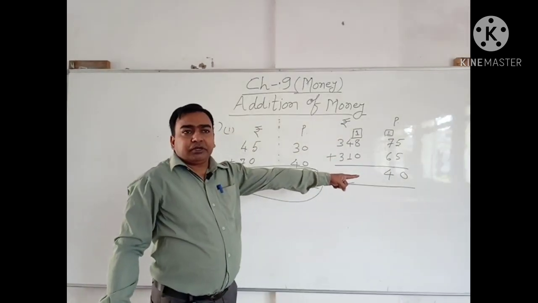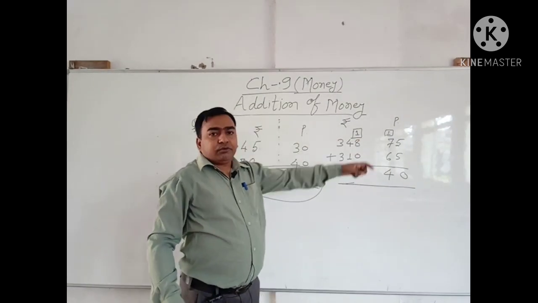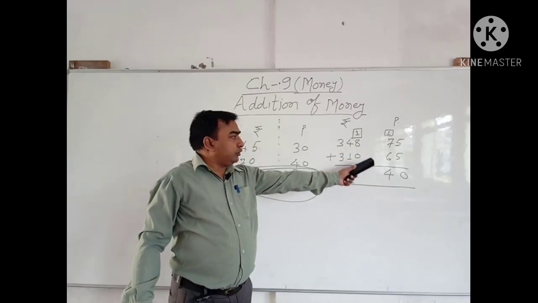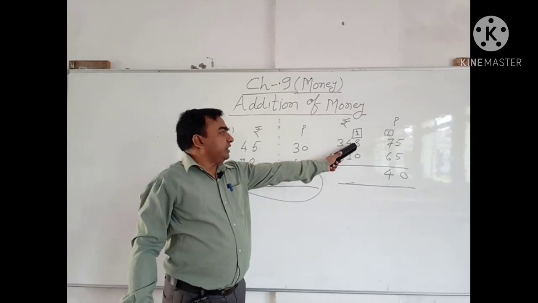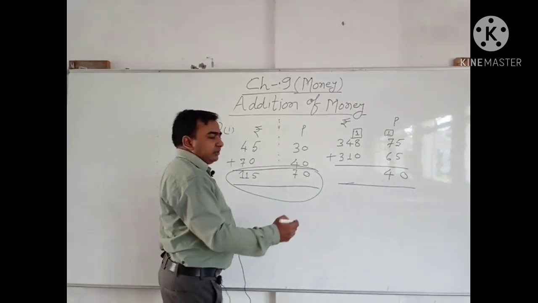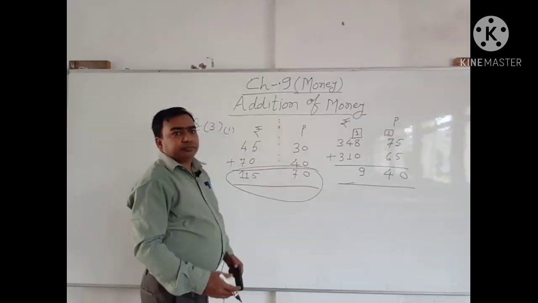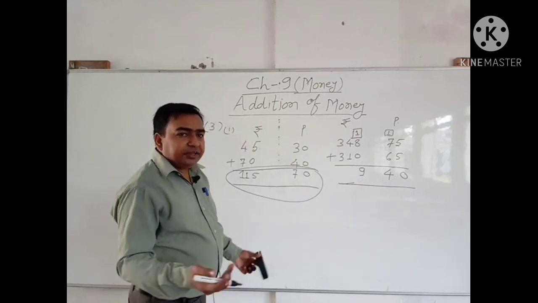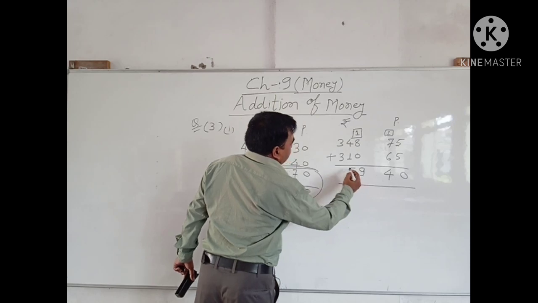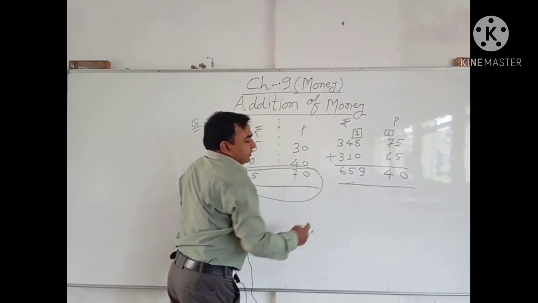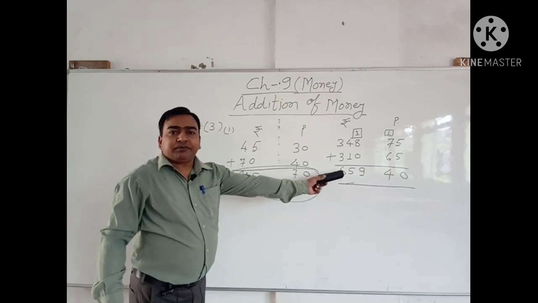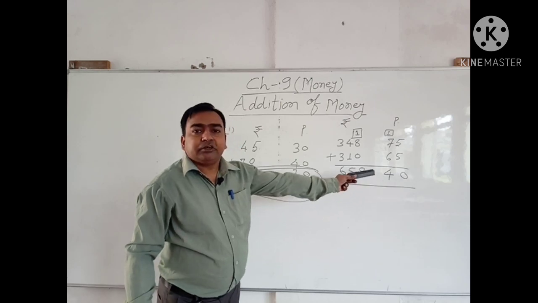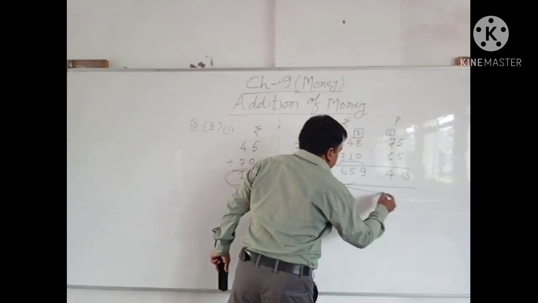5 plus 5 equal to 10. Then we will write 0. Carry 1. 1 plus 7 is 8. 8 plus 6 is 14. We will write only 4. Carry 1. 1 plus 8 is 9. 9 plus 0 is 9. Completed. Now 4 plus 1 equal to what? 5. And 3 plus 3 equal to what? 6. So what is the correct answer? 659 rupees 40 paise. This is the answer.